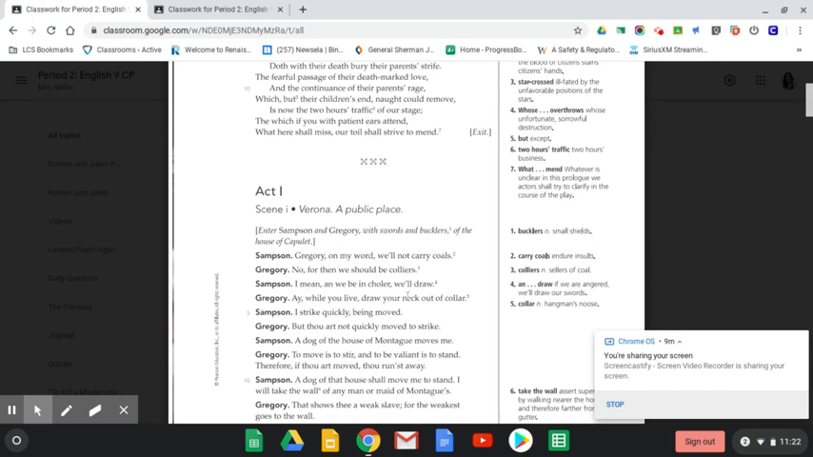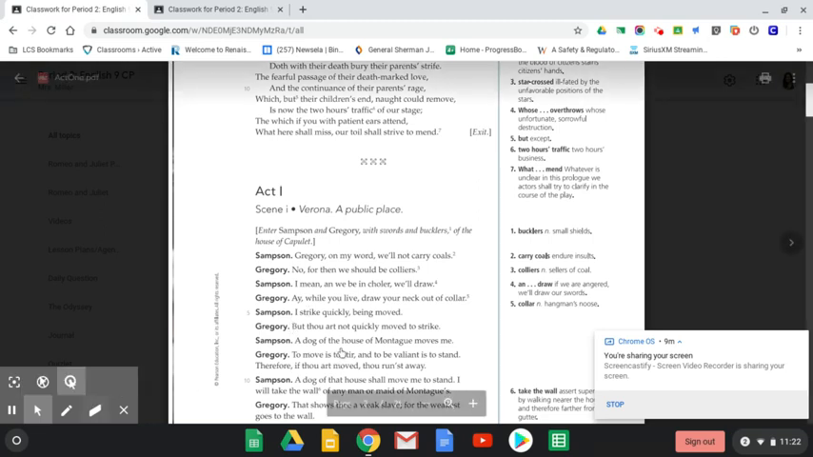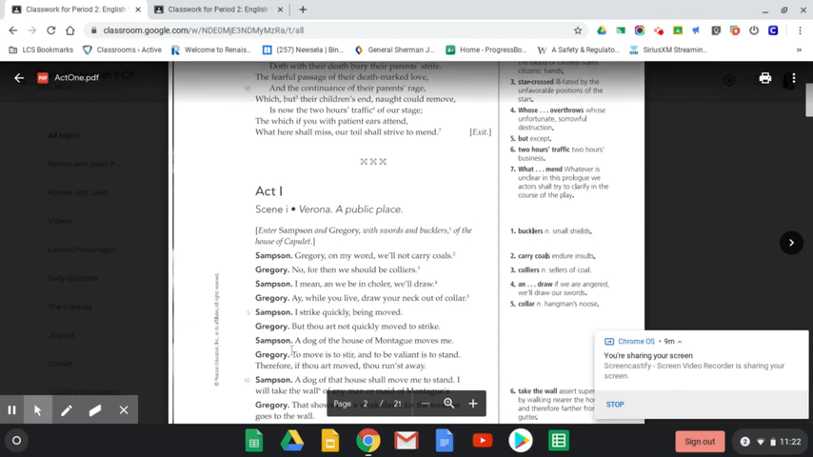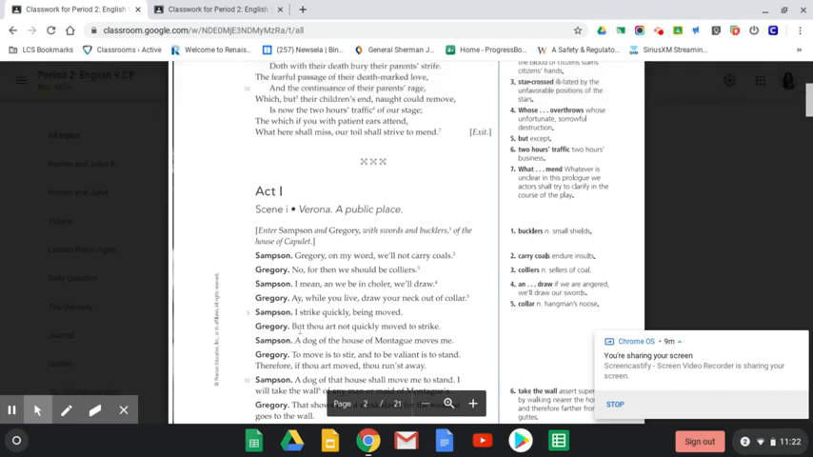While you live, draw your neck out of the collar, and I strike quickly, being moved. But thou art not quickly moved to strike. So he's saying, I am ready to attack if needed, but basically it says that there's really no need necessarily to do so.